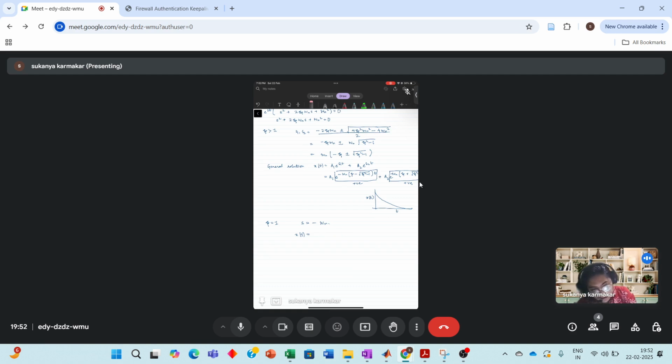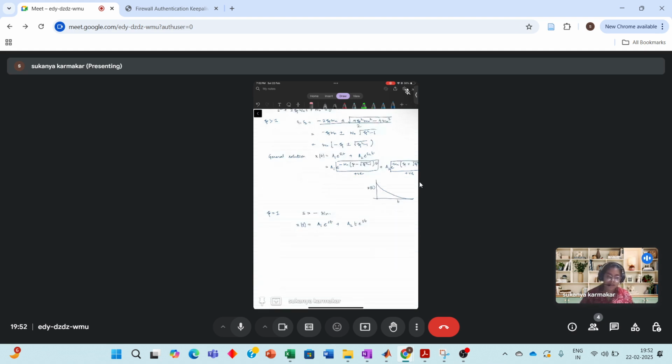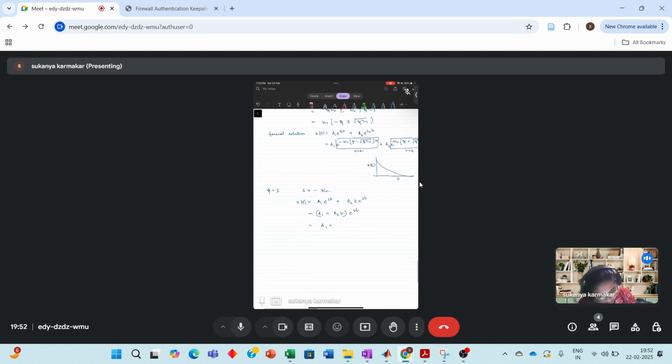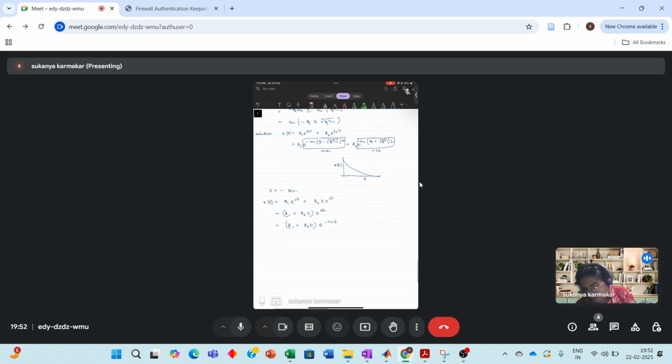This is how solutions are classically written when the roots are equal: a1 e to the power st plus a2 into t into e to the power st. If you refer to any book on differential equations and check the case of equal roots, this is how things are written. So x of t is (a1 plus a2t) e to the power st; just substitute s as minus omega n t. So we can see the plot is something.